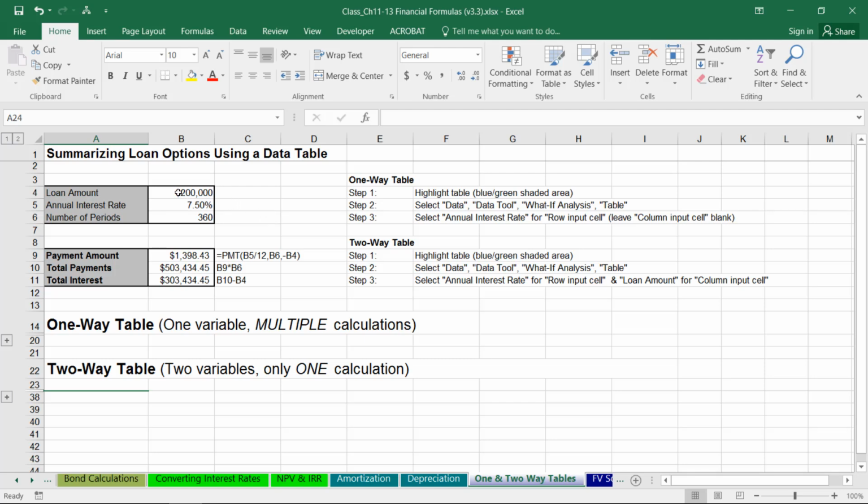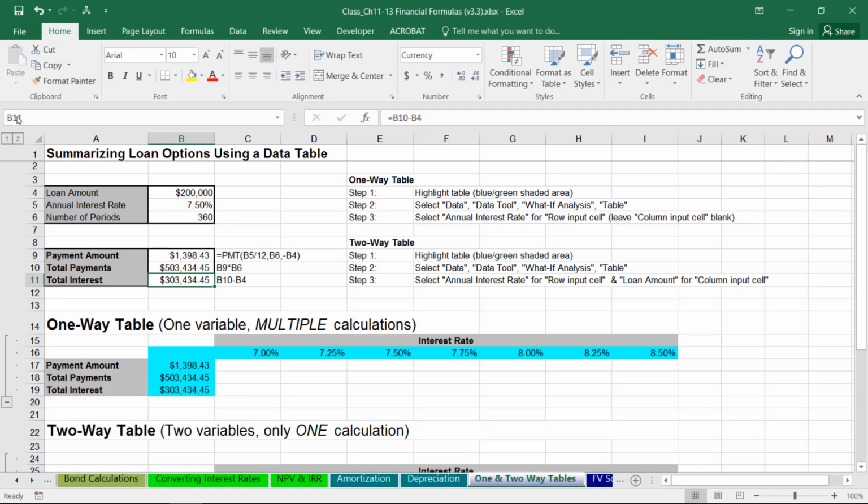In this example, we have a loan of $200,000, an annual interest rate of 7.5%, and 360 periods. How many years is that if it's a period of month? That's right, 30 years. So we have the payment, B5 divided by 12, and the other inputs. The total payments, simply taking that times the number of periods, and subtracting the difference, we get interest of $303,434.45 on a $200,000 loan. Let's look at our tables.